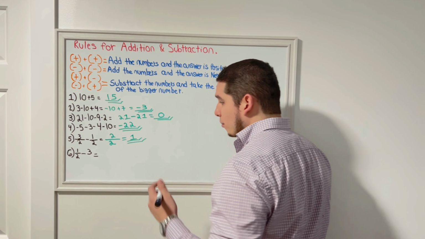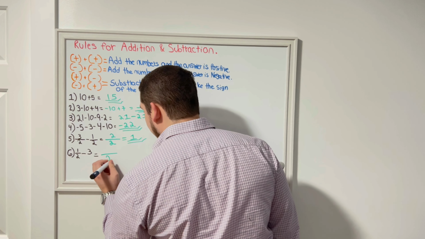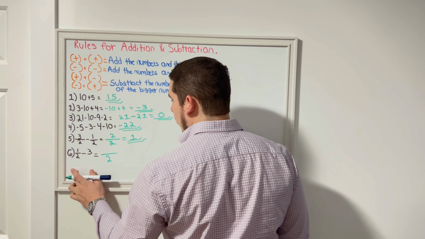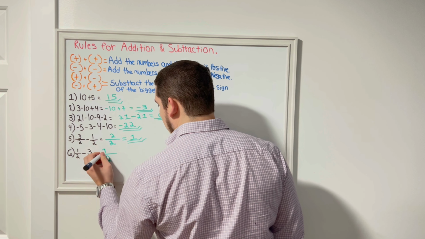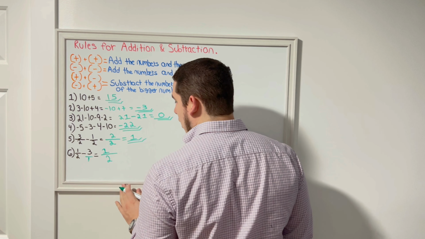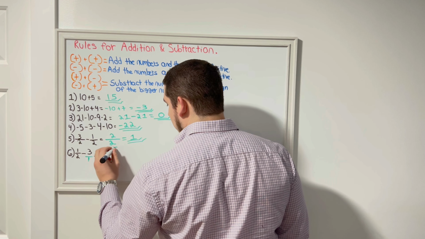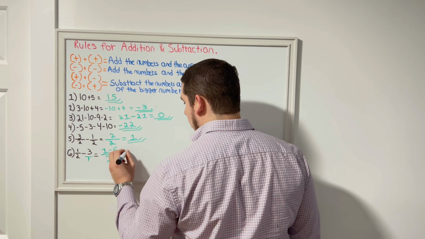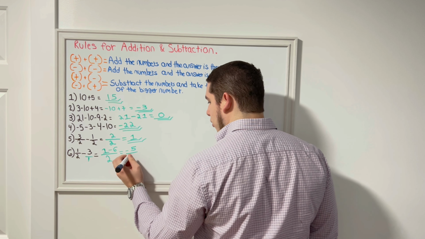Now in number 6, we have to find the common denominator, which is a 2 again. 2 divided by 2 equals 1, and 1 times 1 equals 1. Now 2 divided by 1, that is under the 3, is 2 times 3 equals -6. Therefore, the answer is going to be -5 over 2.